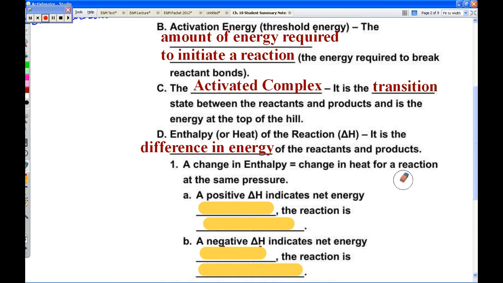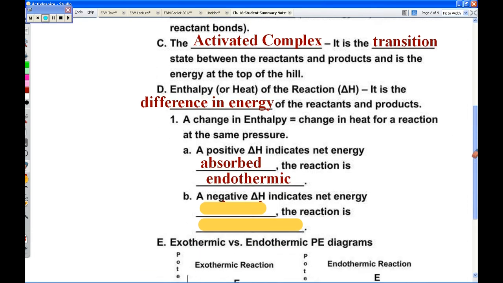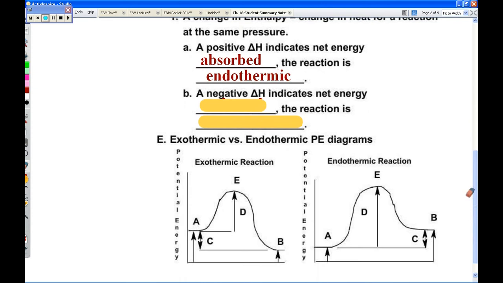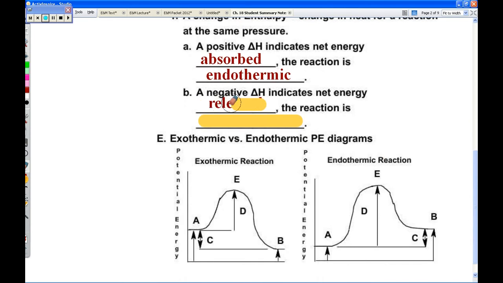A change in enthalpy then is a change in the heat of reaction at the same pressure. So a positive delta H indicates net energy is absorbed, and the reaction is endothermic. A negative enthalpy indicates the net energy is released, and the reaction is exothermic. That's what I said, exothermic.